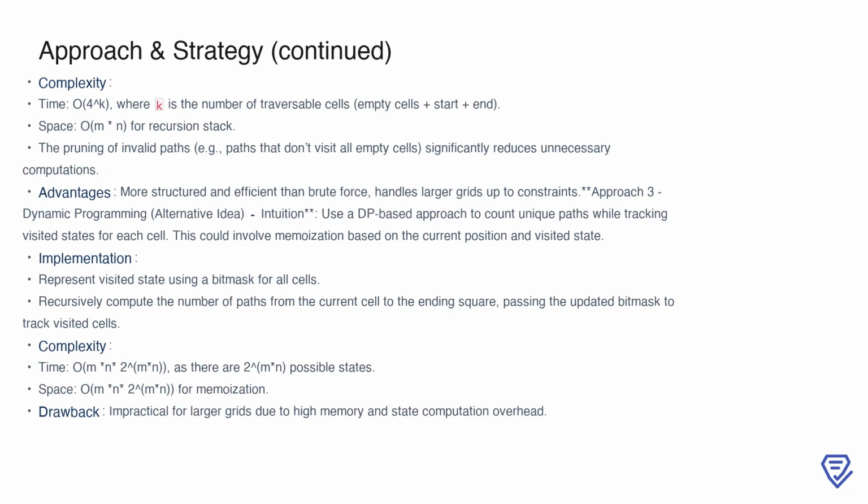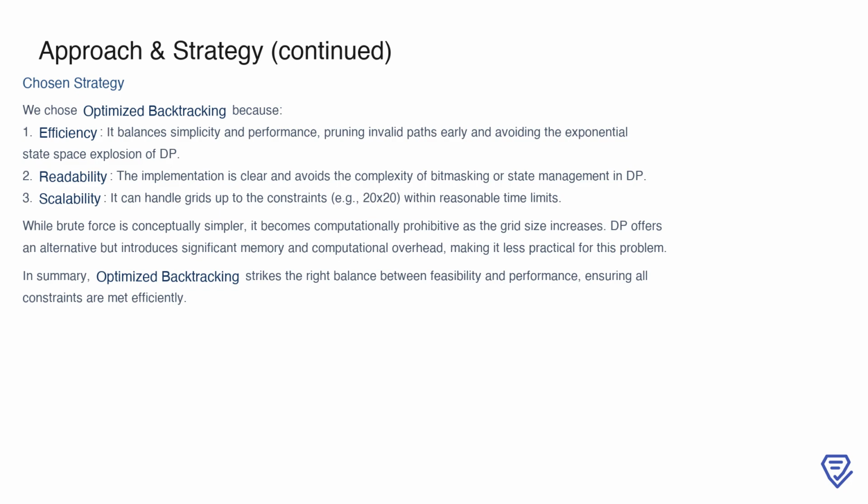Its time and space complexity scales poorly, with time complexity at O(m*n*2^(m*n)), and similar space requirements for memoization. The overhead of managing states in memory makes it impractical for larger grids, even though it is conceptually a valid approach. After evaluating multiple approaches, we chose the optimized backtracking strategy as our final solution. It strikes the right balance between efficiency and simplicity.